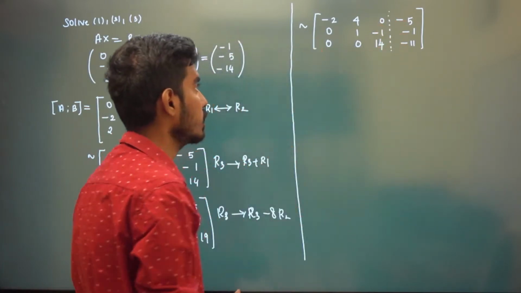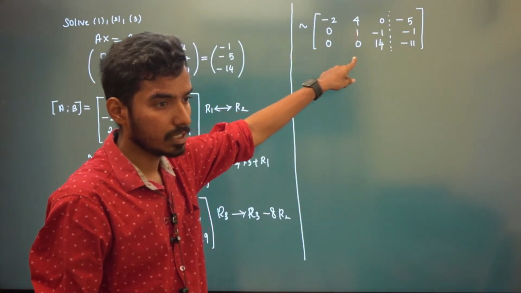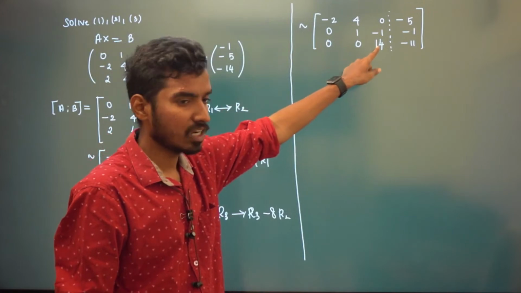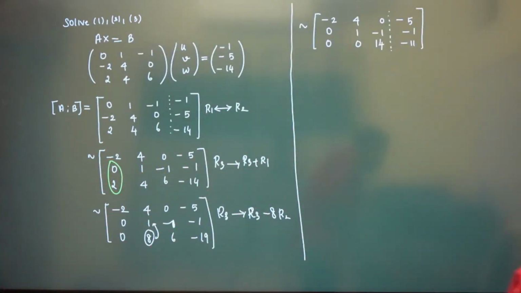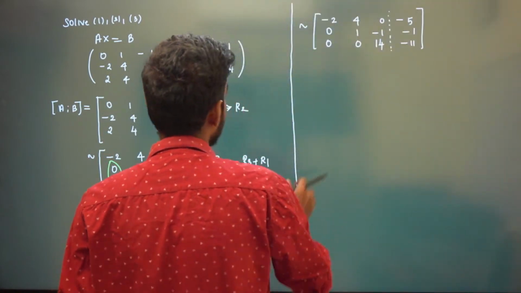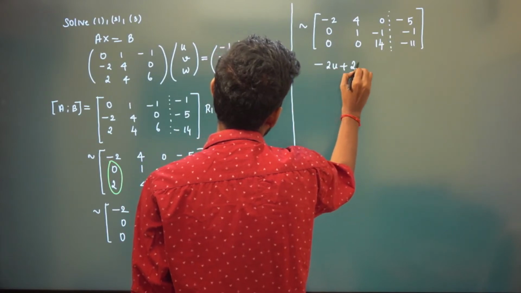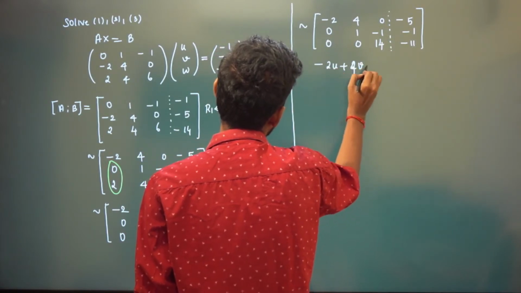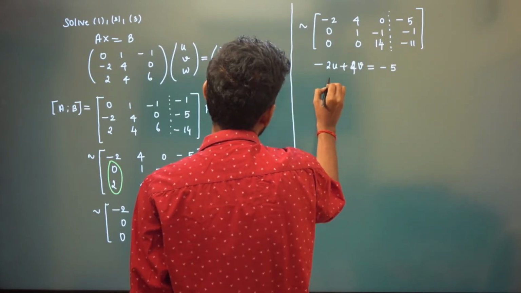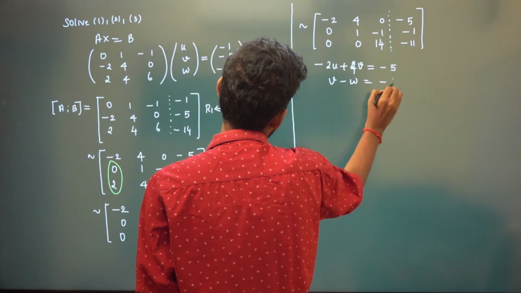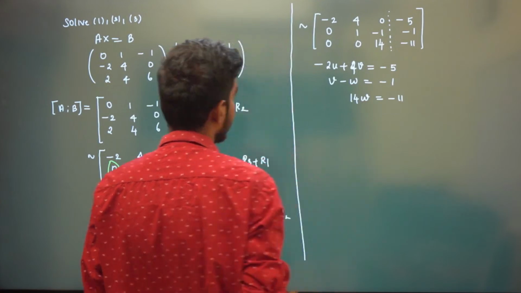So first row, first non-zero element, below that everything is 0. Second row, first non-zero element, below that everything is 0. Third row, first non-zero element is 14. Below there is no element, so therefore it is in row echelon form, right? So just solve this. So you will have minus 2U plus 4V is equal to minus 5. Here we have V minus W is minus 1 and 14 times W is minus 11, right?